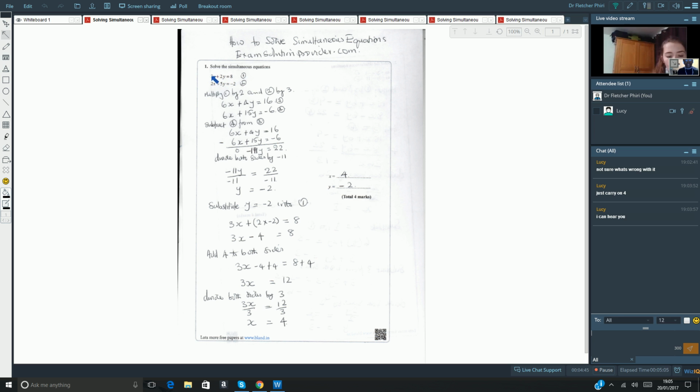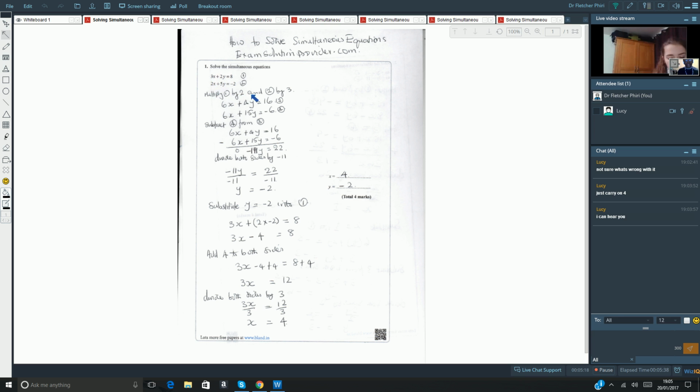Now, the other way I would have done it, if I wanted to get rid of y instead of x, I would have multiplied equation 1 by 5, which gives me 10y, and multiply this by 2, which gives me 10y. So if I wanted to get rid of y, that's what I would have done. So what you need to do is try to find out or decide which of these do you want to get rid of first. So I've decided to get rid of x.